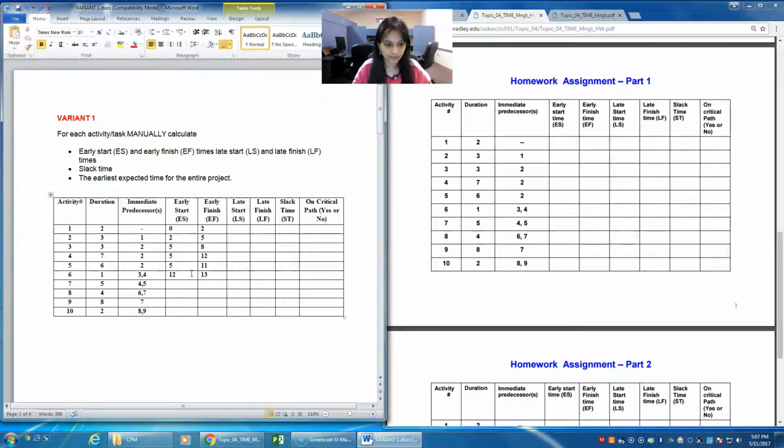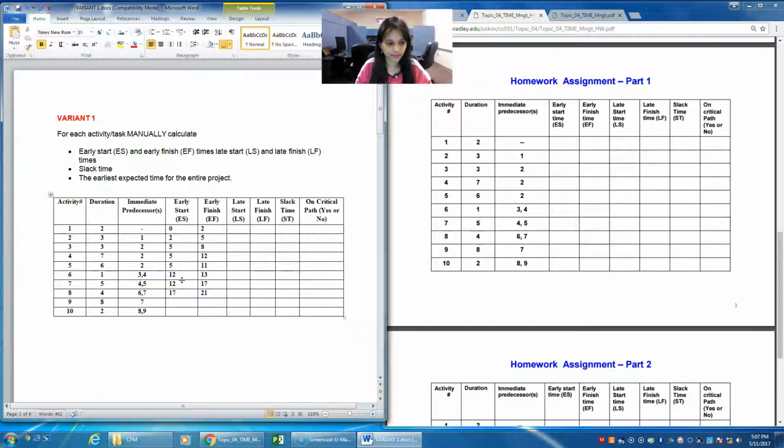And similarly for 7, it's from 4 and 5. So for 4, the early finish is 12, and for 5, the early finish is 11. So we'll be picking 12 because that's the highest value. You'll enter 12 here. And now 12 plus 5 is 17. Now 6 and 7 are the predecessors for 8. So of 6 and 7, we are picking 17 because that's the biggest value. And 17 plus 4 is 21.